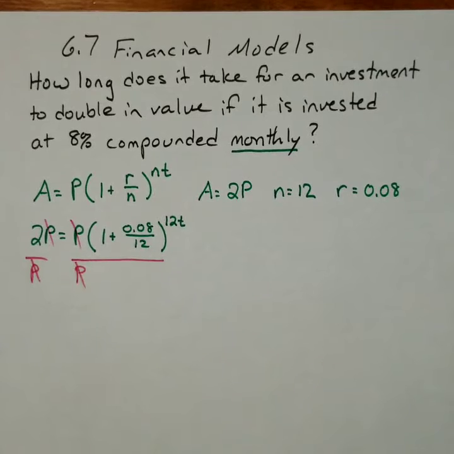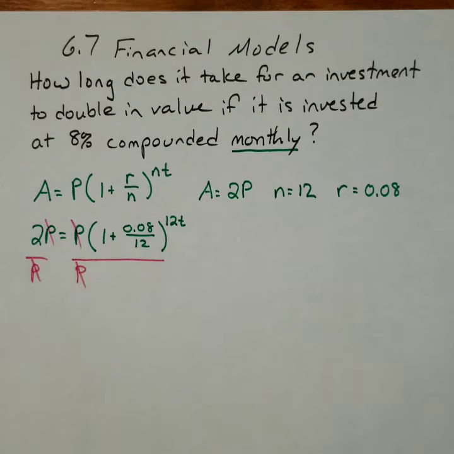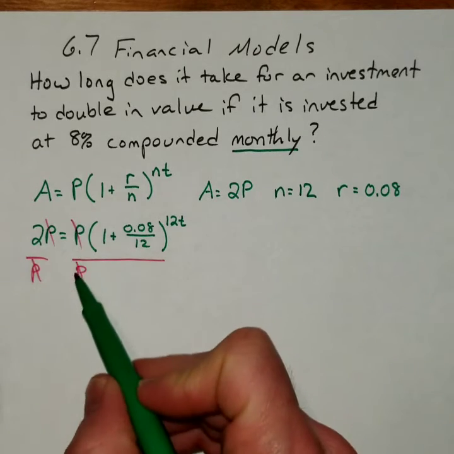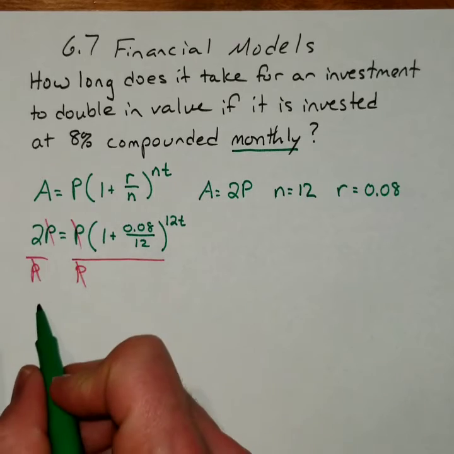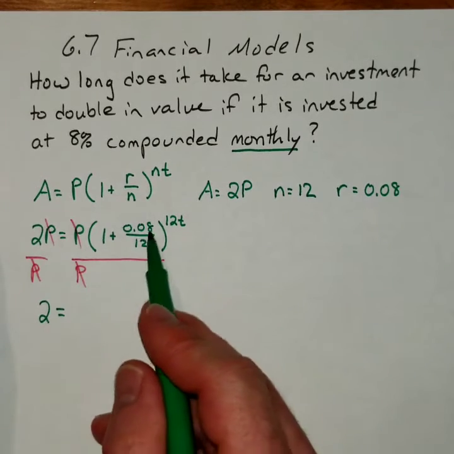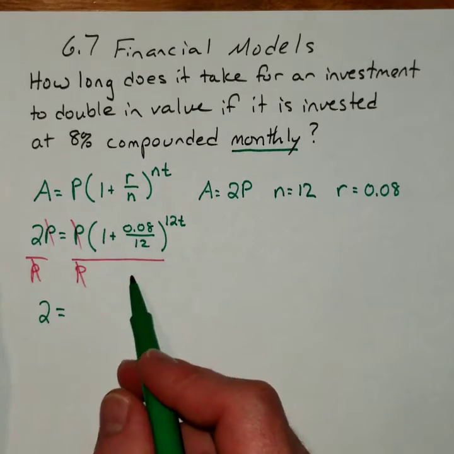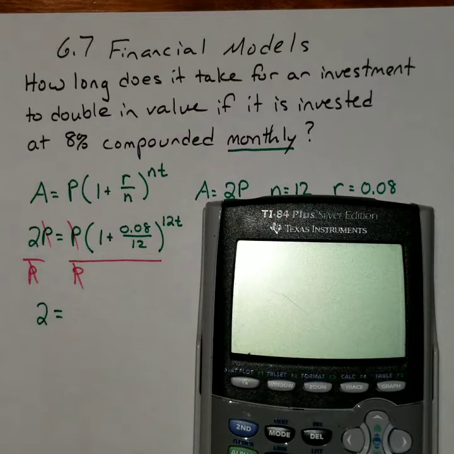I'll pick this next video up in the middle of the example. It was running a little long there. So I said that we are going to cancel out the p-values. We're going to be left with a 2 on the left side. And on the right side, I want to figure out what this base is. So in the parentheses, I'm going to go ahead and calculate that.